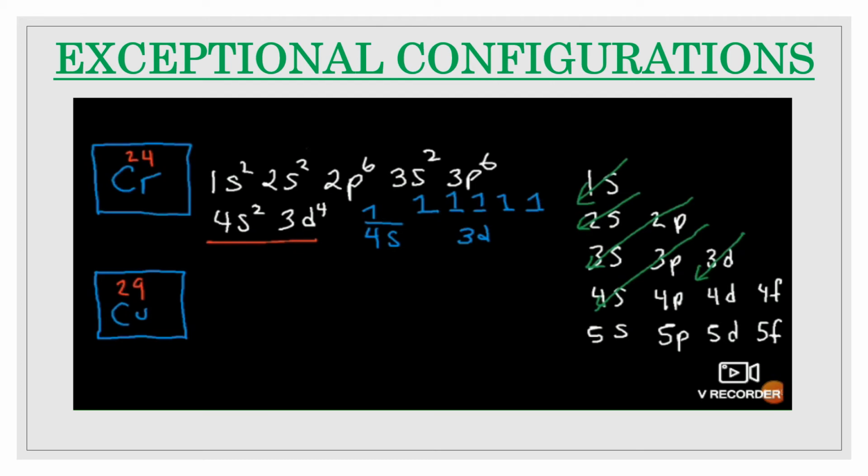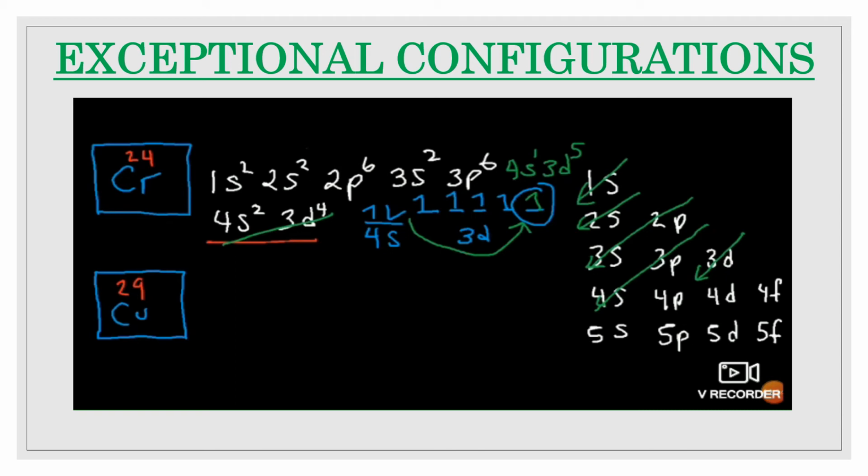The reason for that is electrons prefer to be unpaired versus paired, and so that electron, which was here before, sees this empty space and decides to jump here. So the configuration for chromium is 1s2, 2s2, 2p6, 3s2, 3p6, 4s1, 3d5.